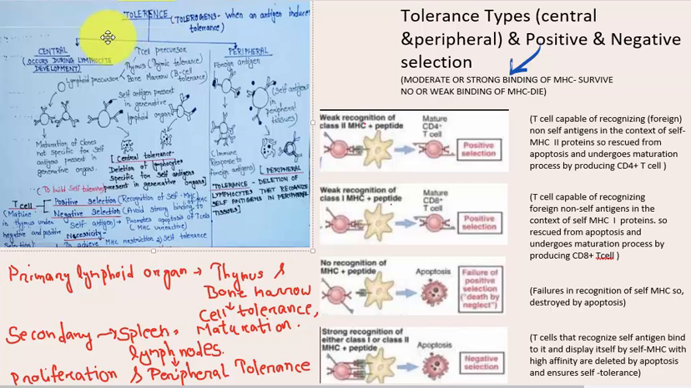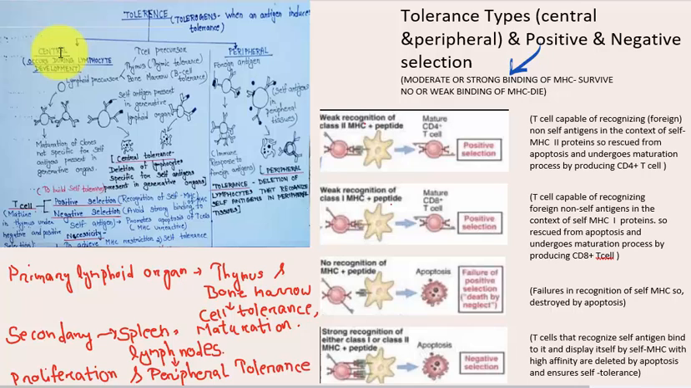So tolerance is of two types, central tolerance and peripheral tolerance. Before we discuss central and peripheral tolerance, let's discuss what the primary lymphoid organs are. The primary lymphoid organs are, as we all know, the thymus and the bone marrow. Their major functions are cell tolerance and maturation. The secondary lymphoid organs are the spleen and lymph nodes, and their functions are proliferation and helping in peripheral tolerance.